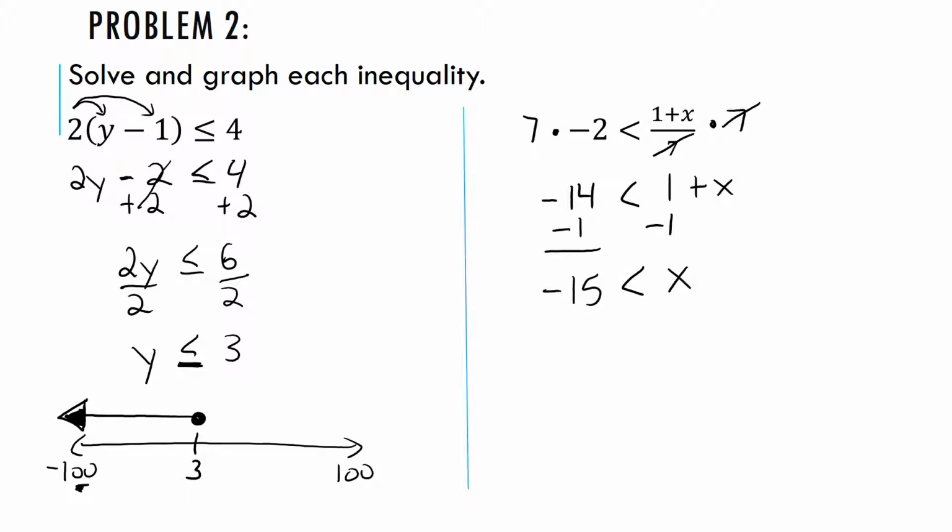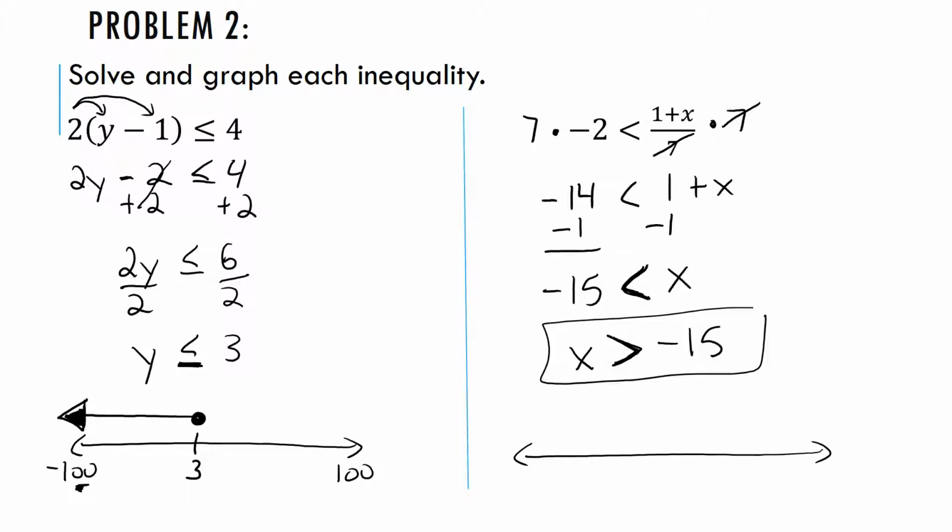Now, that's our answer, but it's written in a way that's kind of hard to graph for a lot of people. So what I like to do is turn it around. I'm going to put my x over here. I'm going to take this symbol. You see how it looks like it's trying to eat the x? Well, when I rewrite it backwards, I have to make sure it's still trying to eat the x. And then I have my -15. I think this is easier to graph. So I'm going to make my line, and then I'm going to put -15, -100 over here, and positive 100 here.